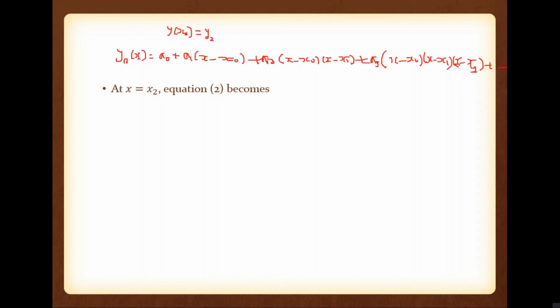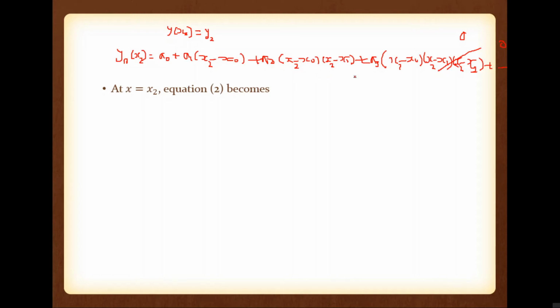So what is yn of x2? yn of x2 equal to a0 plus a1 into x2 minus x0 plus a2 into x2 minus x0 into x2 minus x1 plus a3 into x2 minus x0 into x2 minus x1 into x2 minus x2 plus etc. So you can see that from the a3 term onwards, we have a term x2 minus x2. Means from a3 onwards, we have 0. So we have the first three elements: a0 plus a1 into x2 minus x0 plus a2 into x2 minus x0 into x2 minus x1.